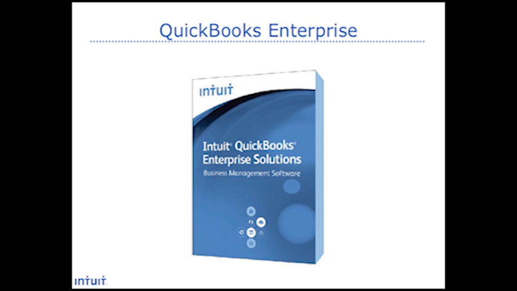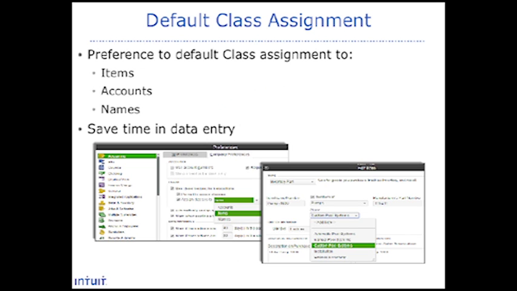And we're going to talk about what's new in QuickBooks Enterprise Solutions. So the first thing, which is a really kind of cool thing that you can do in QuickBooks Enterprise Solutions, is that it has the ability to assign a default class to either items, accounts, or names. So not all three of them, but you can toggle back and forth, but items, accounts, or names.